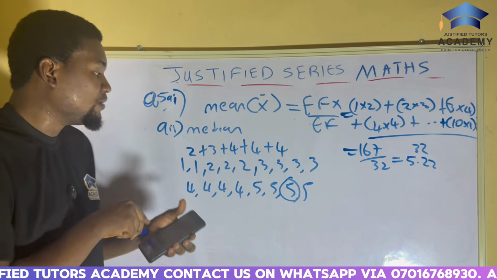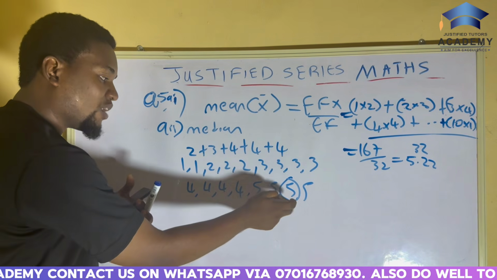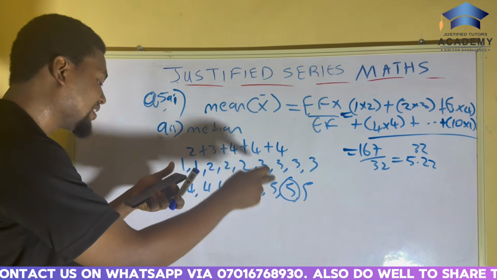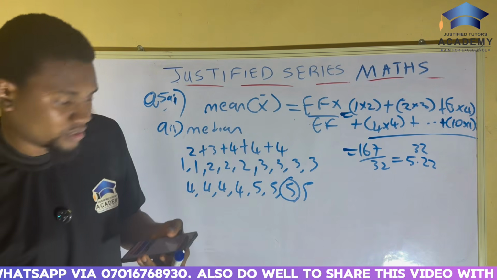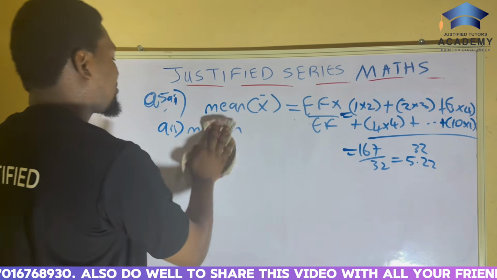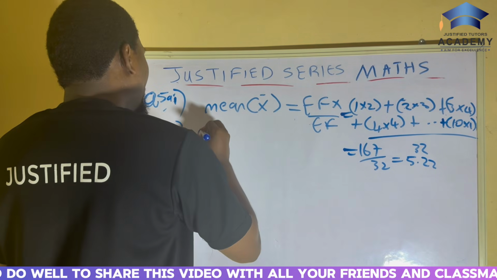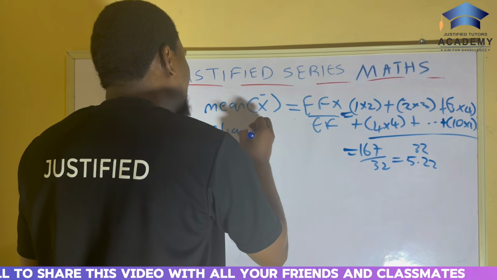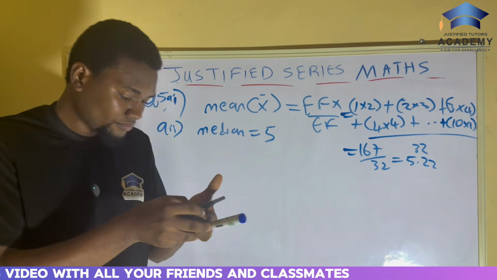Are you getting me? So sorry, I said the bearing. So the median falls on this number, which is the 16th number. And then that number is 5. Are you getting me, guys? Pay attention. So that's how you do it. Simple and short. Instead of writing it long like that, you need to learn how to break it down. So yes, the median score is 5.